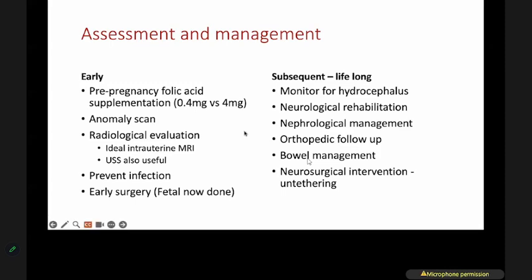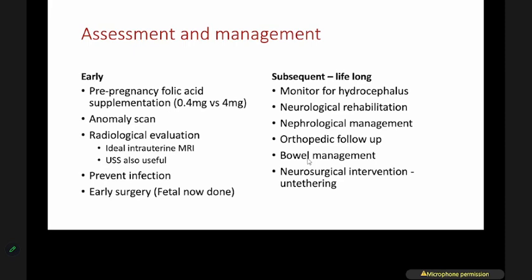So once they come out, you detect they come out. If it is large, we deliver by C-section, if you think that we cannot deliver vaginally. And once they come out, we look for other complications. Complications would include avoiding infections. You monitor for development of hydrocephalus, then look at the disabilities.